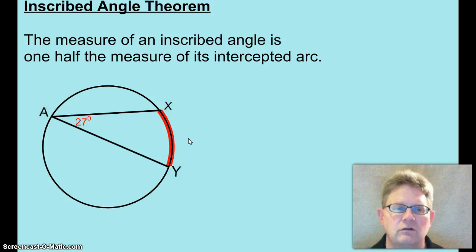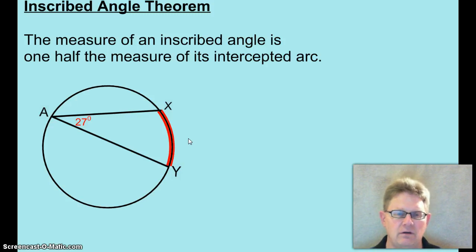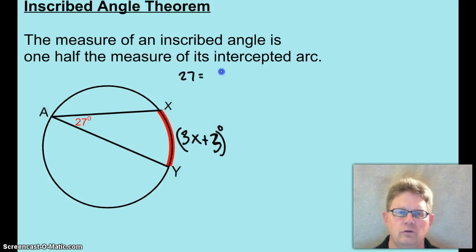If you know the inscribed angle is 27 degrees, and the measure of the arc is 3x plus 3 degrees, you would double 27. 27 equals half of its intercepted arc, 3x plus 3.